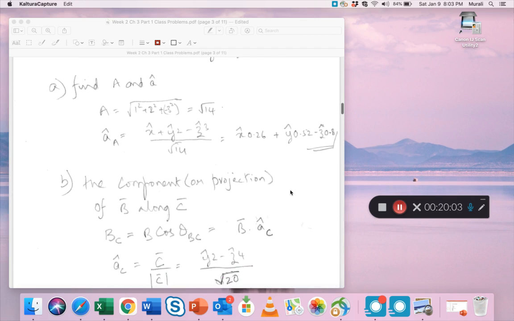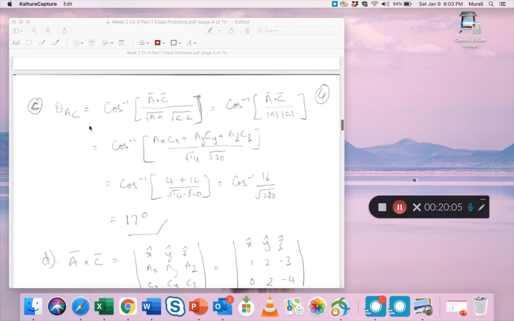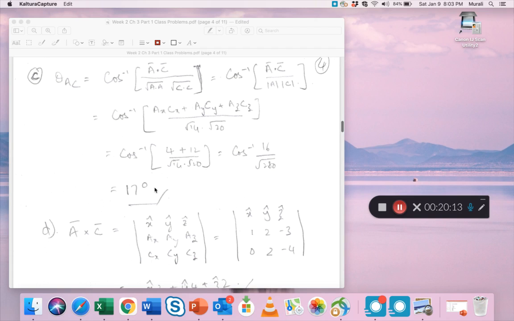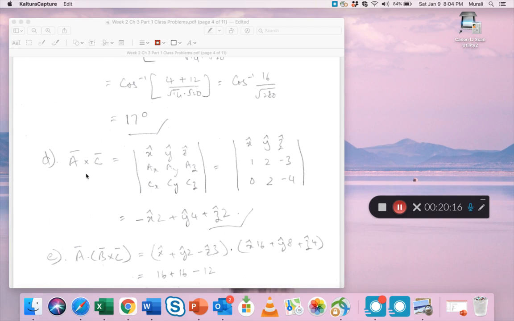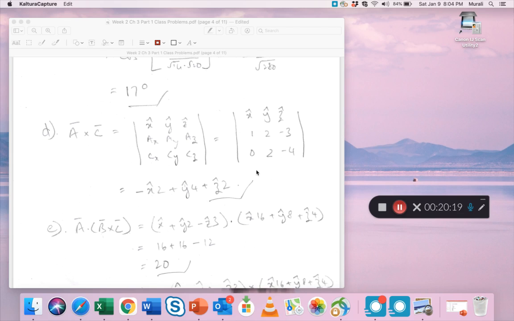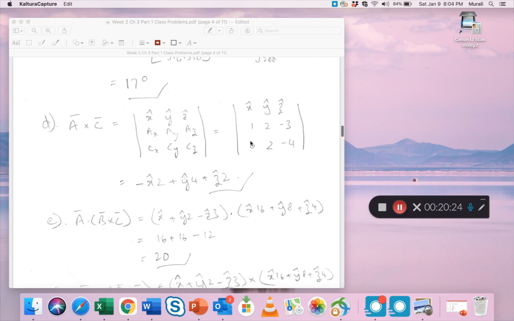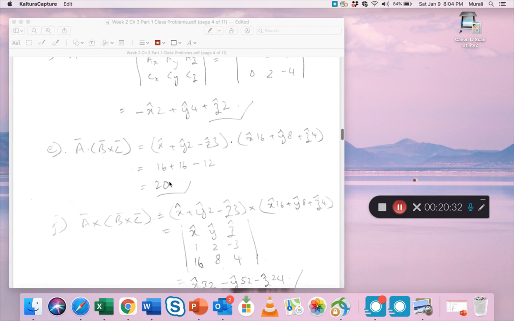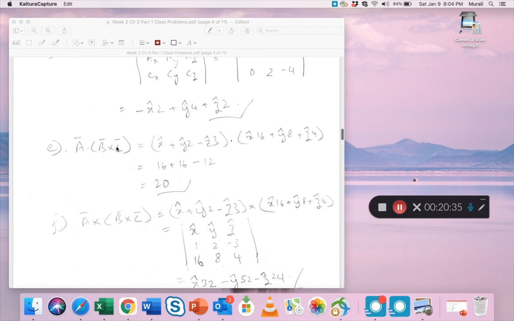Okay. All right. Moving on, theta you calculate as the cos inverse of something, and you can see this is the way to do it, and it comes out to be 17 degrees. A cross C, you have to use the determinant method. So see how it's written. I've tried to be as clear as possible so you can follow along. X, Y, Z, A_X, A_Y, A_Z, C_X, C_Y, C_Z, and you get this vector. A scalar product of B cross C gives you a scalar, so that comes out to be 20.